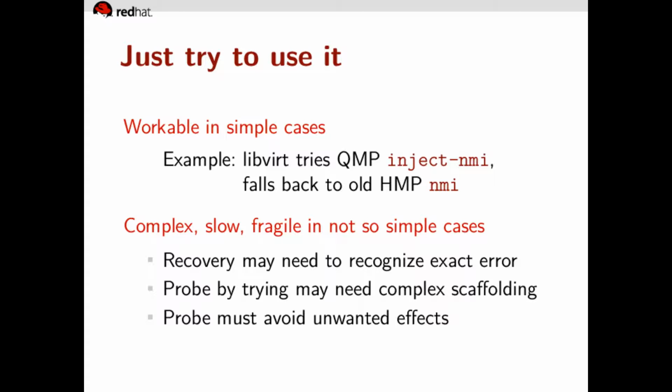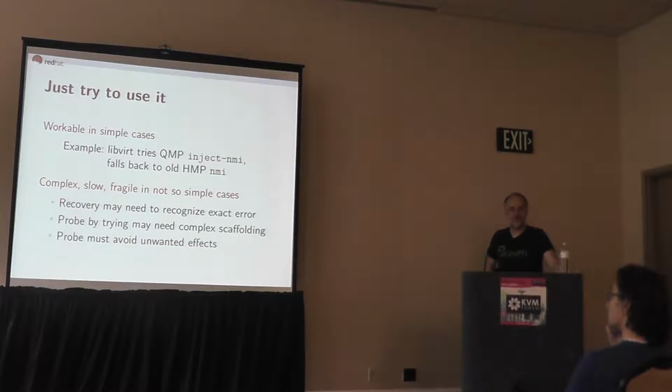Here's another idea. Just try to use it. If it's not supported, it'll fail. This one actually works fine in simple cases. For example, libvirt first tries QMP command inject-nmi, and if it fails, it falls back to the older HMP command nmi. In not so simple cases, however, it can be complex, slow, and fragile.